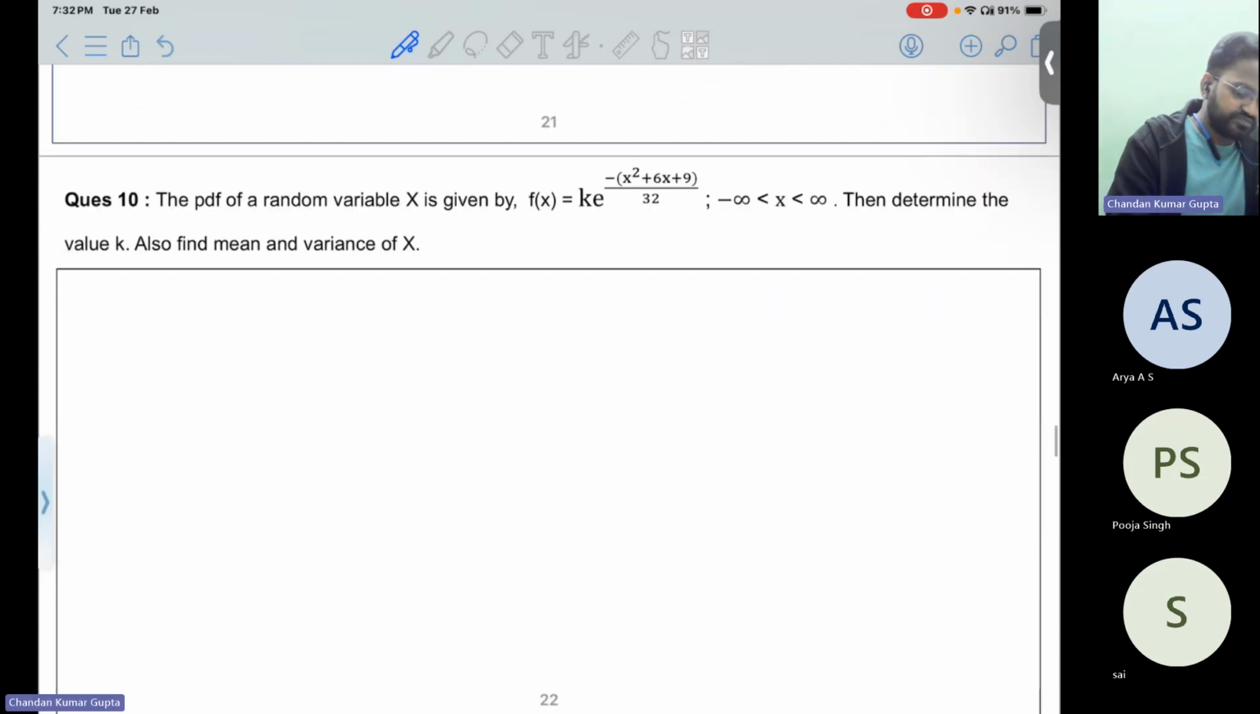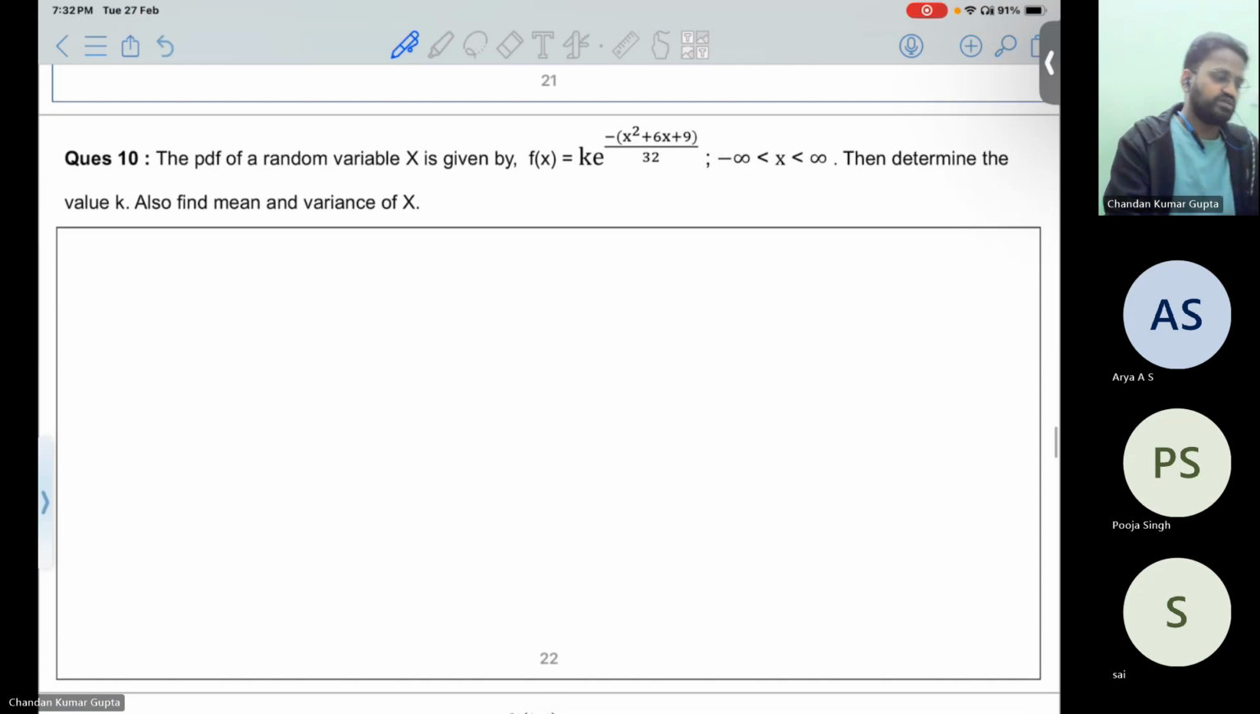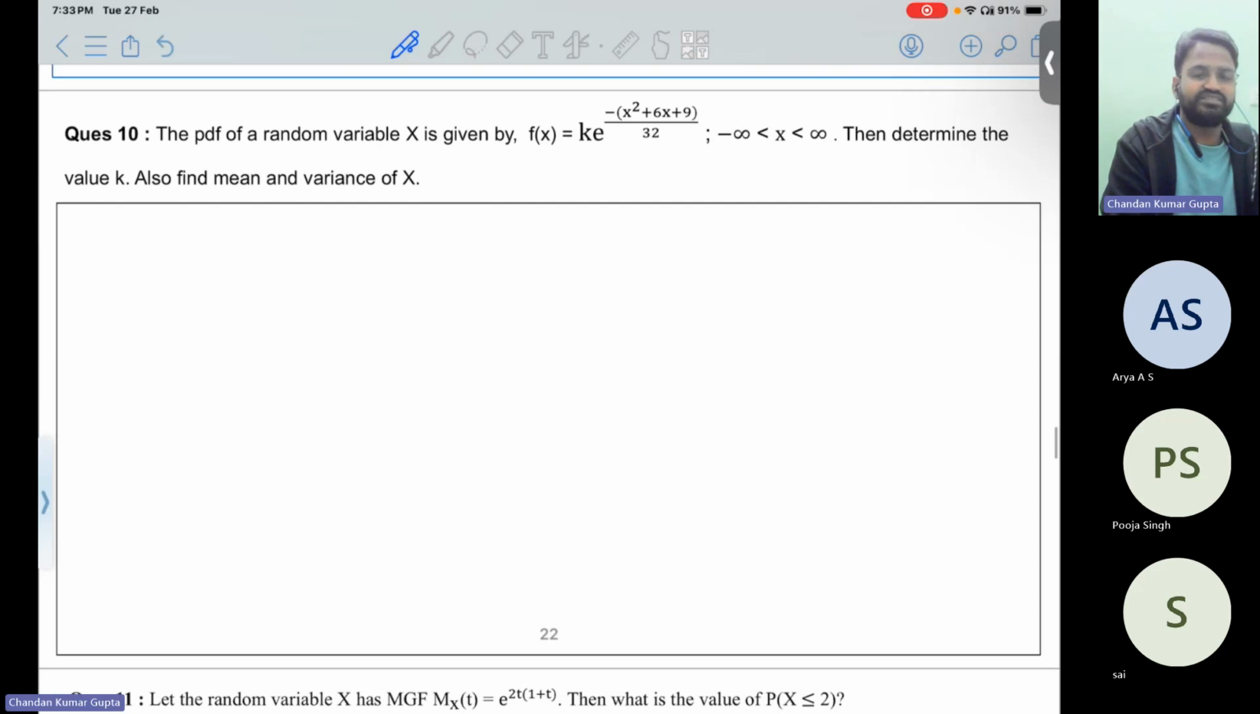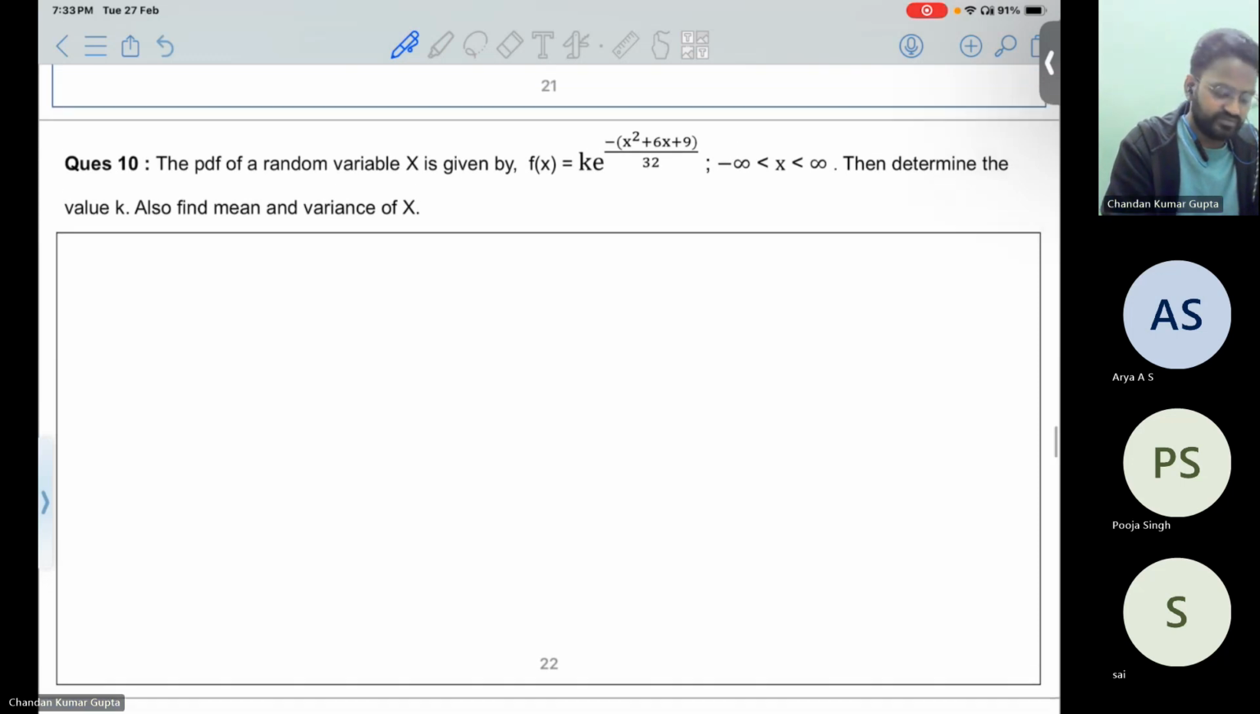Okay, now next question. Okay, the PDF of a random variable x is given by f(x) equal to k e to the power minus (x square plus 6x plus 9) divided by 32. Then determine the value of k, also find the mean and variance of x. Again, it is the same kind of question actually.